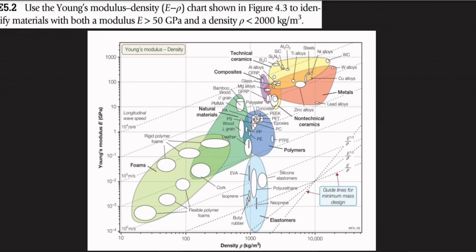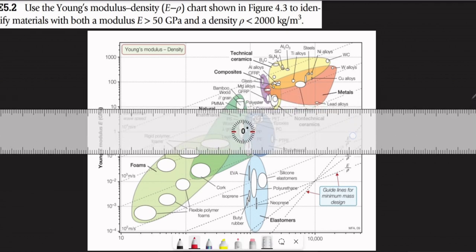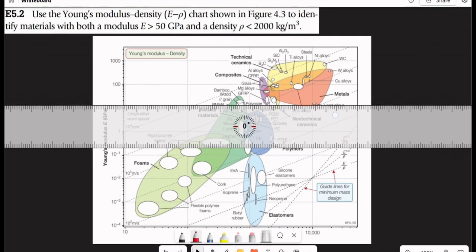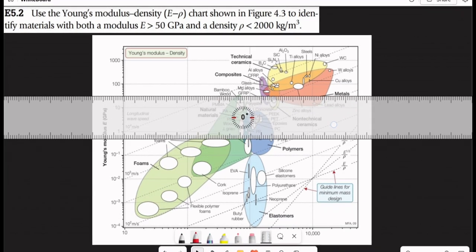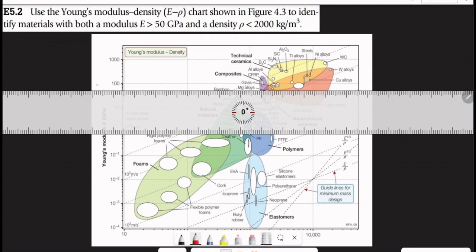So we just get our ruler. If you look at this scale, the scale is in what? Logarithm. It is a logarithmic scale. So we are looking for what? 50 gigapascal. Get your ruler and look for 50 gigapascal. So this is 10, this is 20, this is 30, this is 40, and this is what? 50. So all we have to do is draw a line.